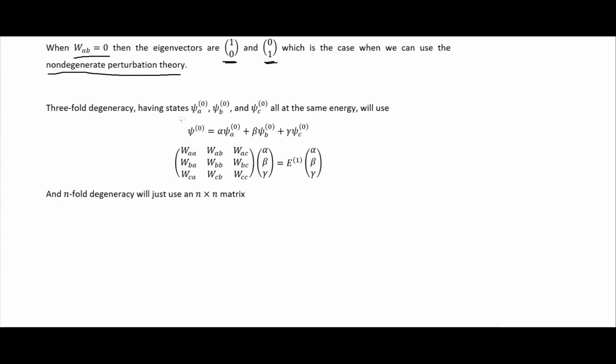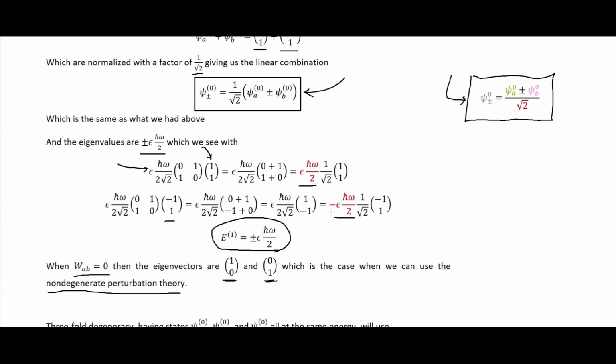So if we did threefold degeneracy, so we had 3 states here with the same energy, we would essentially just use the same strategy as above, but we would get this 3 by 3 matrix instead of a 2 by 2 matrix. And in general, in n-fold degeneracy, we'll use an n by n matrix. We are getting this matrix here, which is the correction to the energy. For the first order correction, it's a 2 by 2 matrix, second order is 3 by 3, so on and so forth. And so we can get the energy corrections that way.